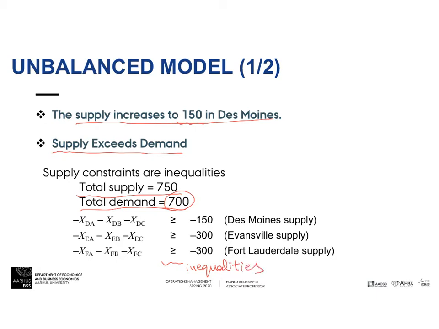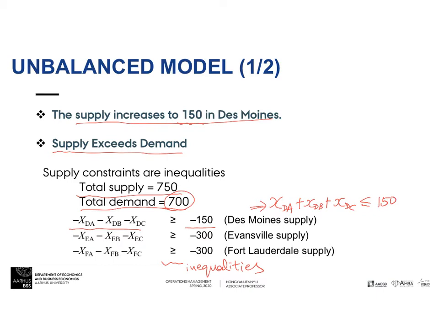So here you can see the flow out. The flow out in the Des Moines should be greater than minus 150. In other words, I think it's more straightforward to write XDA plus XDB plus XDC. So all the supply to different warehouses should be less than the capacity in this factory.